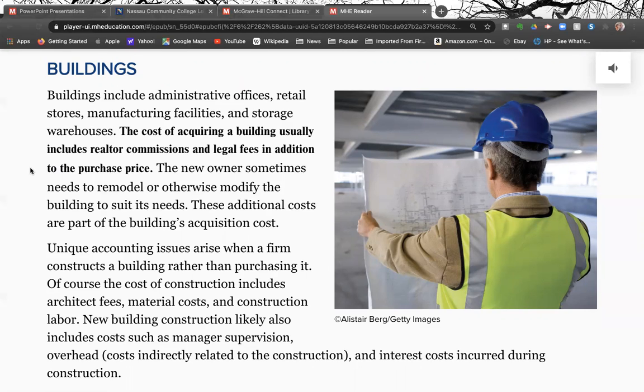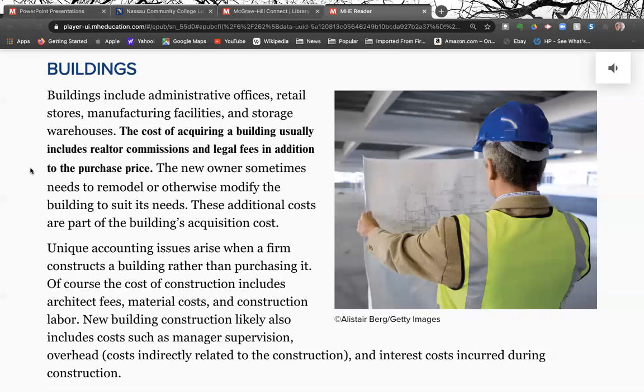Right? So what goes into the cost of a building? Well, the cost of the building is, again, go back to what you know about land. It's the cost of the building plus, right? Plus anything else in addition to the building. Real estate commissions are common, legal fees are common.